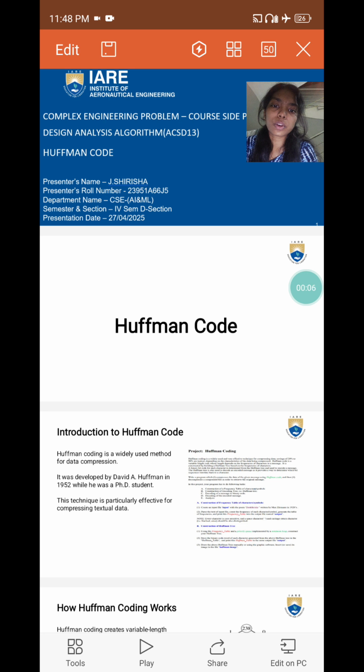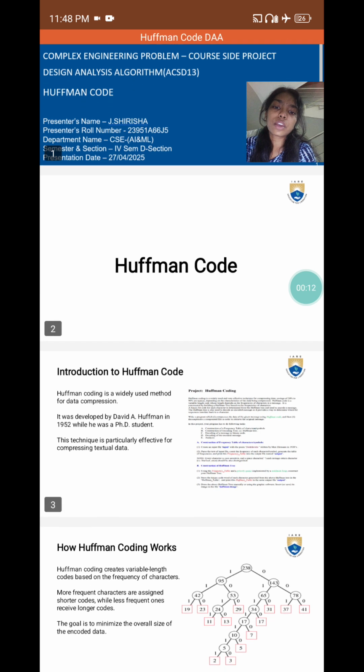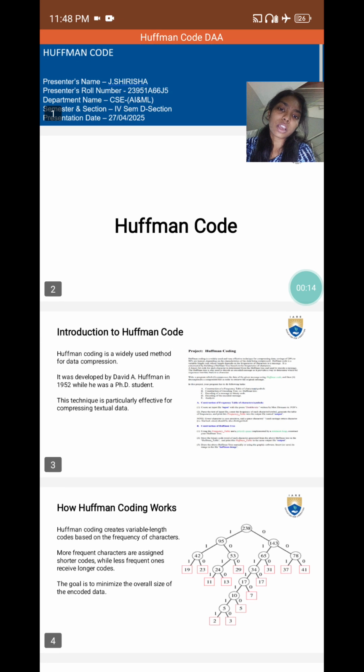Today, we are going to explain the topic Huffman code in our subject Design and Analysis of Algorithms. Now, we are going to see the introduction to the Huffman code.